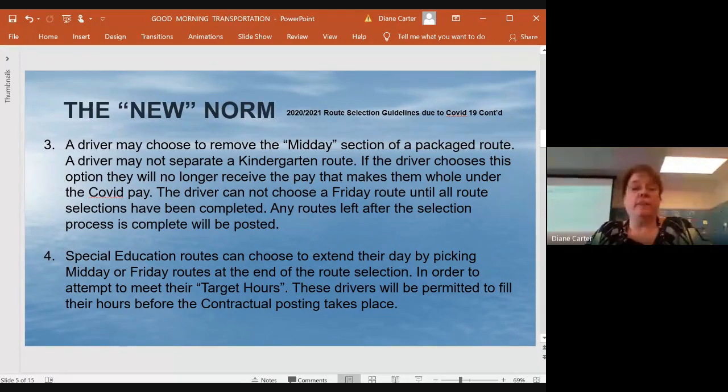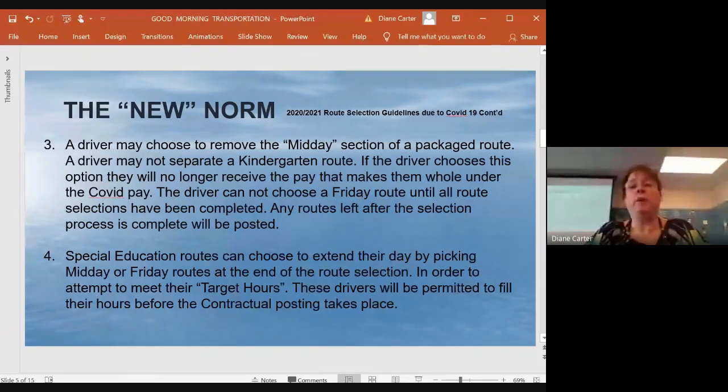So if you take your midday out of it because you only want to drive in the morning and the afternoon, and you don't want to take one of the routes that are available with morning and afternoon driving, we are allowing that to happen. I would really appreciate it if you don't do that. One, you're going to change your hours from what could be 25 hours a week down to approximately 15 to 20 hours a week. And you will not keep your target hours, which are the hours that you were being paid last year. And we'll have a lot of routes to fulfill.